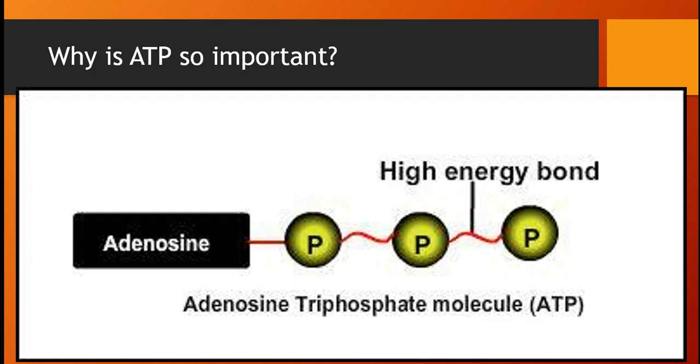All right, here it is. Why is it so important? I'm simplifying the picture here by making my adenosine, all those rings right there, just calling it adenosine. And then here, I'm showing you that bond right there. It's called the high energy bond. When that bond is broken, lots of energy is released. Okay, it's like a little nuclear reaction going on there. All right, let's watch a video about it.